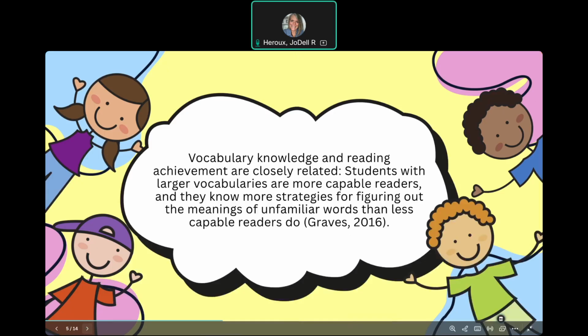They tend to read more. The more that we read, the more vocabulary we encounter, the bigger our vocabulary becomes. Less capable readers spend less time reading, so they have less access to vocabulary. And so they obviously are going to struggle with building their vocabulary knowledge.